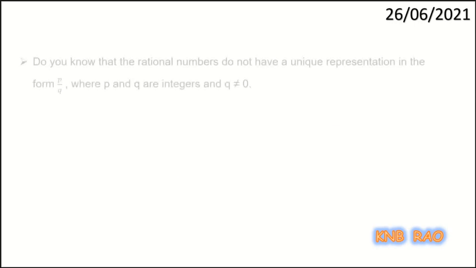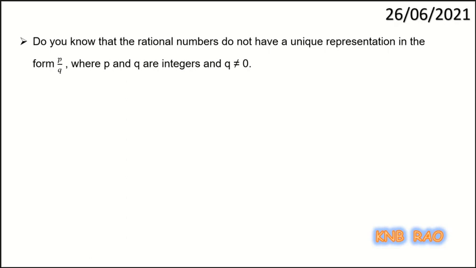Now, do you know that rational numbers do not have a unique representation in the form of p by q? There are various numbers representing one and the same value. For example, 1 by 2 can also be represented as 2 by 4, 10 by 20, 20 by 50, 47 by 94 and so on. It is not necessarily only these. So, many rational numbers of the form p by q all represent the same number, 1 by 2. So, there is no unique representation for one number.